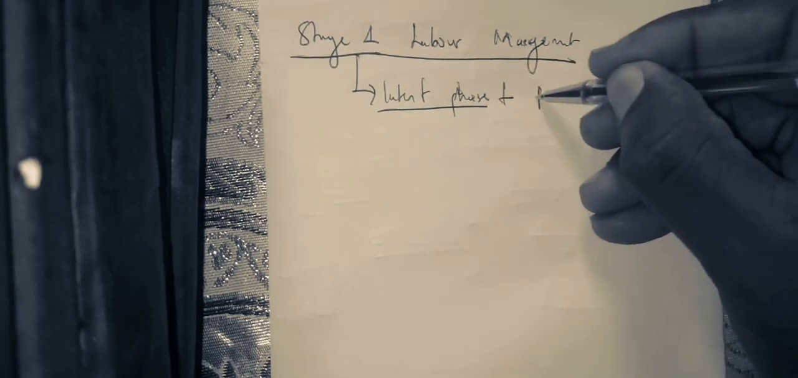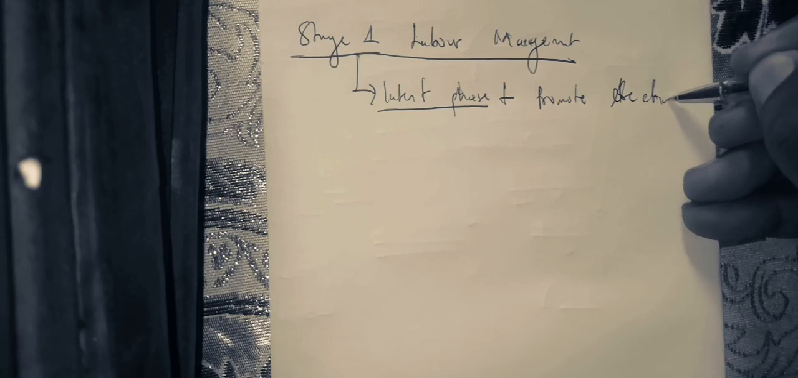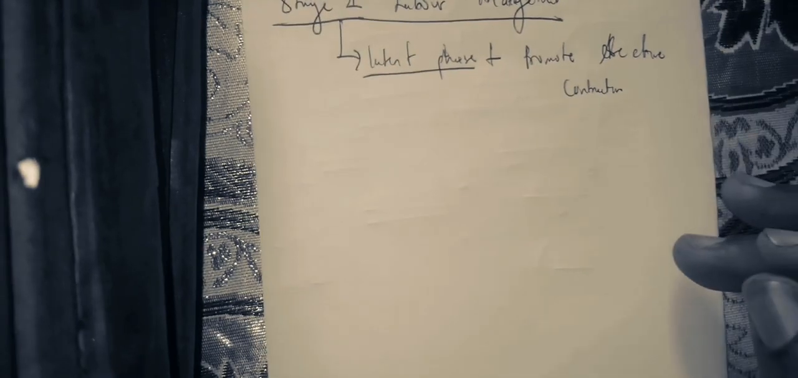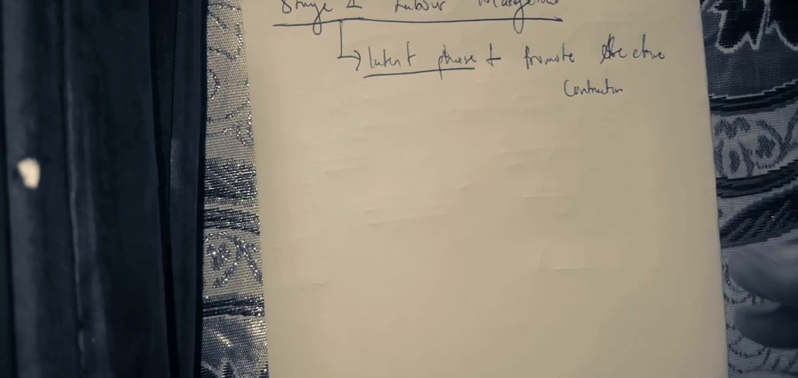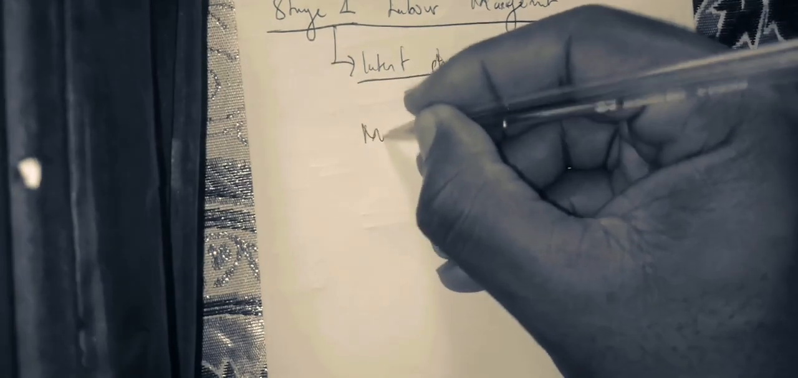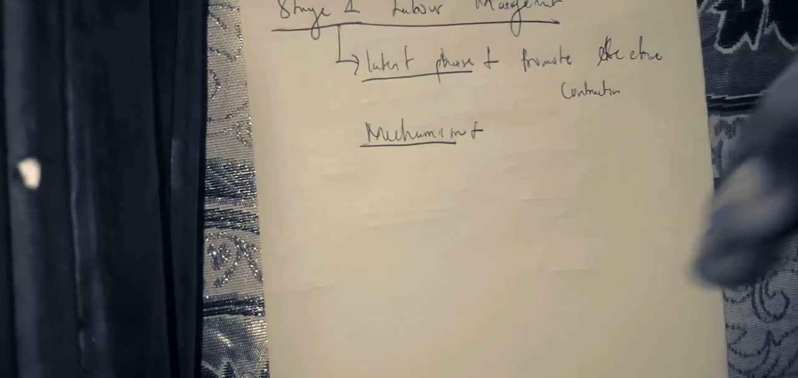The simple thing that you can do in the latent stage of labor is to promote effective contraction. You need to know the explanation under cervical dilatation. There are mechanisms under cervical dilatation.